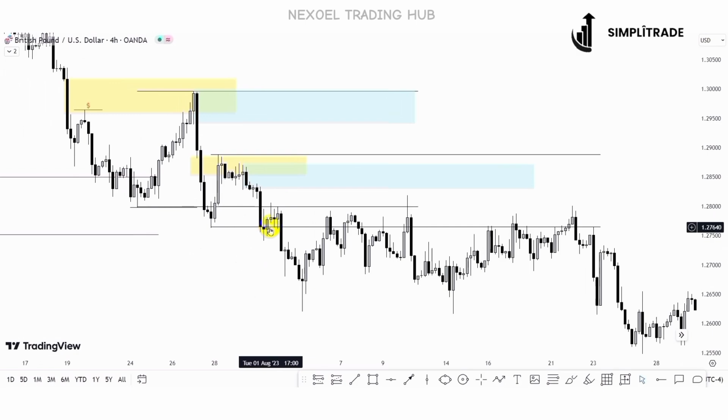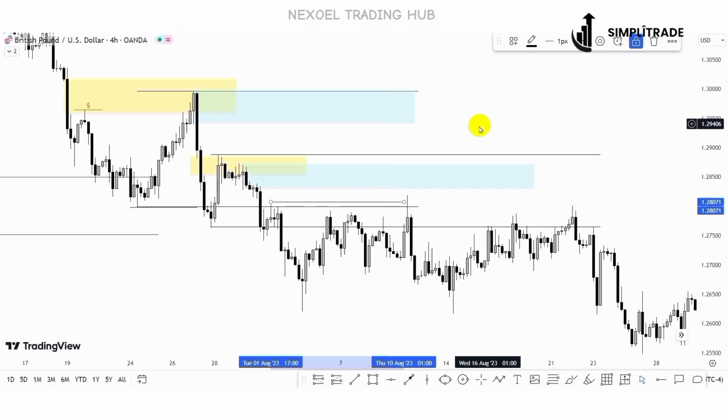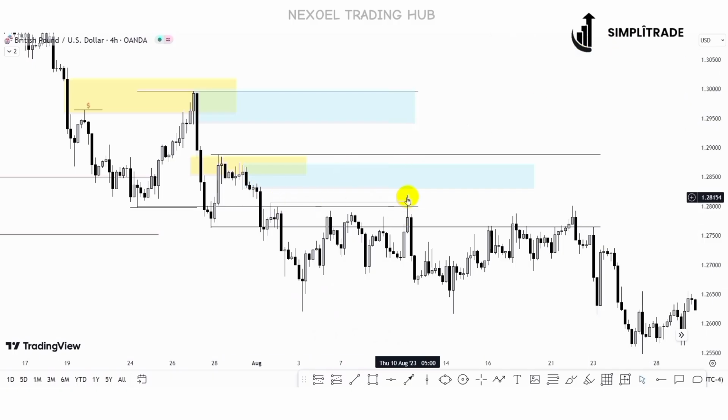So now we can see that price created this pullback. So this pullback is going to act as an inducement because this pullback was created before an ideal break in market structure. And now you can see that price returned to the upside and then took out this high points, acting as liquidity, acting as the buy side liquidity.